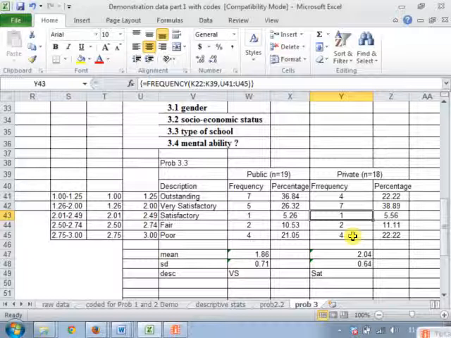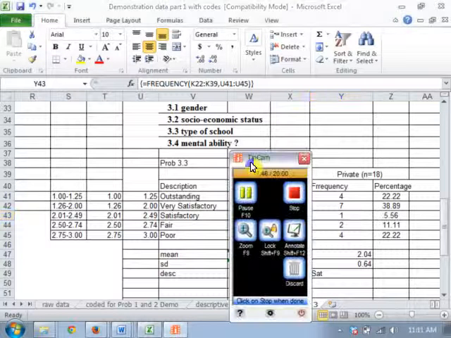Alright? So can you do the mental ability, the type of school, and let's see if you can come up with that. If you can get the same answer, you also will be able to do it with your own requirement. So the requirement is of 61 respondents. So can you do that?